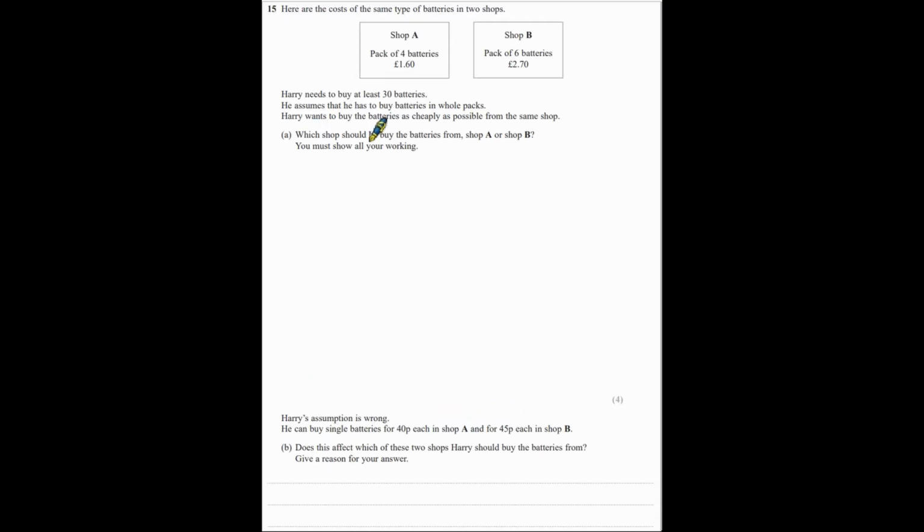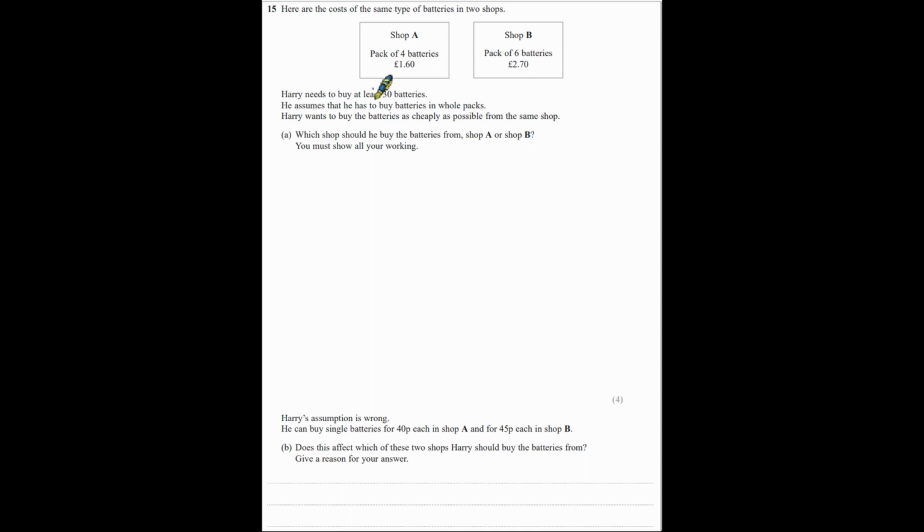Question 15, a very typical question where we are looking to buy something and we have two different options as to how we do it. So Harry's wanting to buy at least 30 batteries. He assumes he has to buy batteries in whole packs. He wants to buy the batteries as cheaply as possible from the same shop. Which shop should he buy the batteries from, A or B?